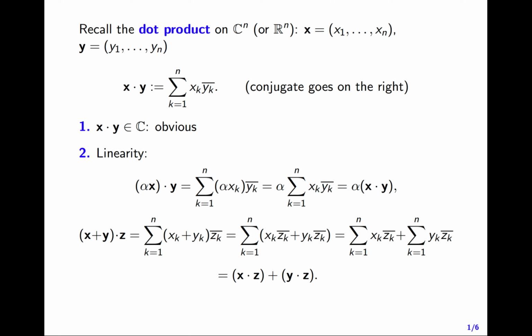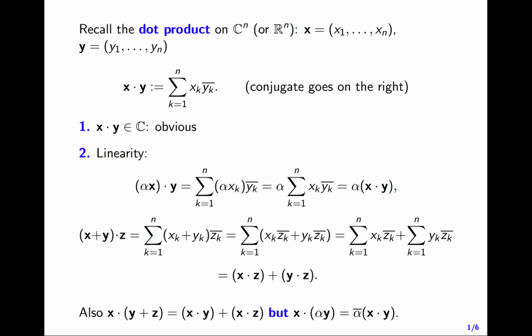So I have a linearity both in terms of scalar multiplication and in terms of addition if I'm doing scalar multiplication or addition in the first component of the dot product. I also have linearity in the second component in the sense that x dot y plus z is equal to x dot y plus x dot z. However, if I do x dot alpha y, I get back alpha bar times x dot y. Those are easy calculations along the lines of the above.